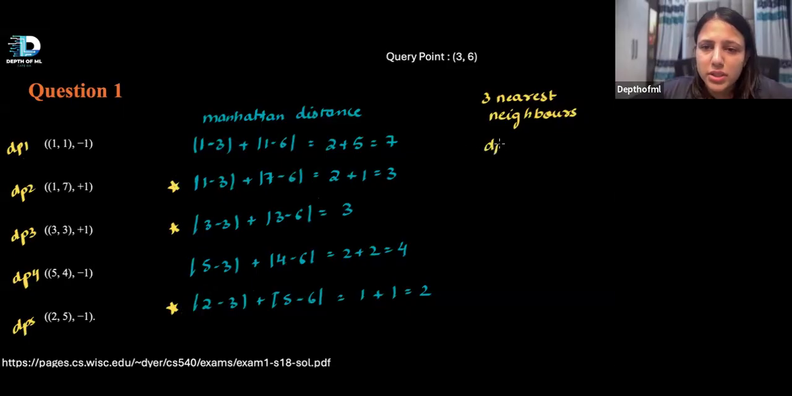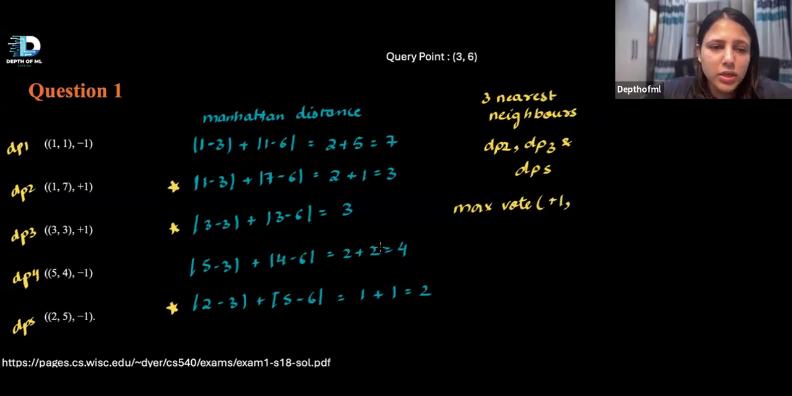So the nearest neighbors are DP2, DP3, and DP5. I'll take a max vote of this. DP2 is positive 1, DP3 is saying positive 1, and DP5 is saying negative 1. So I will just take a max vote, which is positive 1. So we will classify this as a positive example, or an example belonging to the positive class. Clear? Simple?